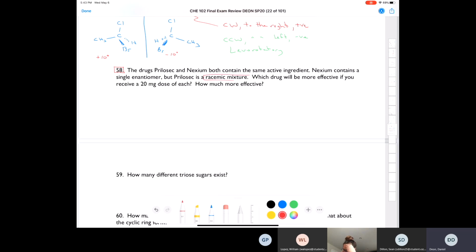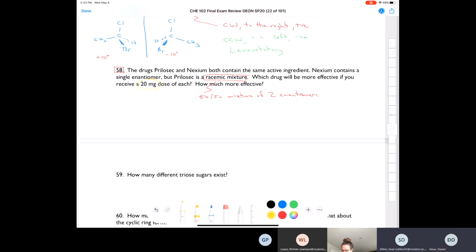A racemic mixture is a 50-50 or 1-to-1 mixture of two enantiomers. Okay, so it says here, which drug will be more effective if you receive a 20 milligram dose of each? Can anybody answer this for me? Which one of them would be more effective if I gave you 20 milligrams of it? Which one would have... Sorry, go ahead. The one that doesn't have the 50-50 mix, because doesn't the other half of it do completely nothing, basically?